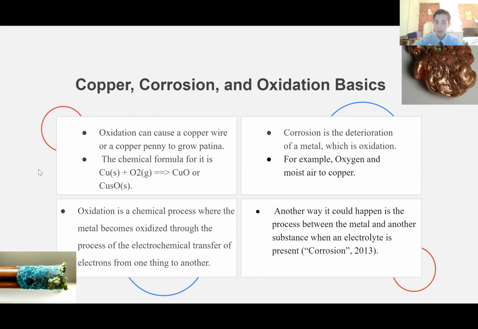Oxidation itself is a chemical process where the metal becomes oxidized through the process of an electrochemical transfer of electrons from one thing to another. Another way it could happen is the process between the metal and another substance when an electrolyte is present.